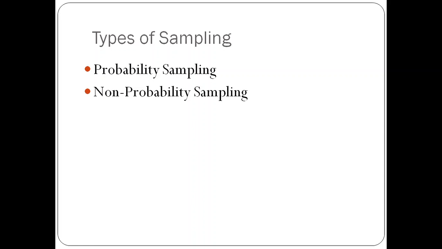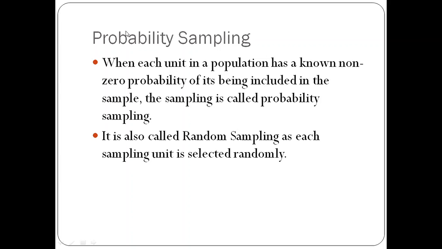Now, types of sampling. Sampling has broadly two types: probability sampling and non-probability sampling. Now, what is probability sampling? When each unit in a population has a known non-zero probability of being included in a sample, the sampling is called probability sampling. It is also called random sampling, as each sampling unit is selected randomly.